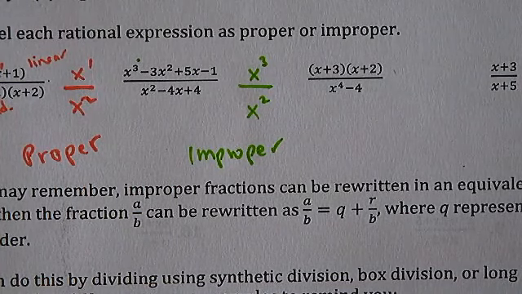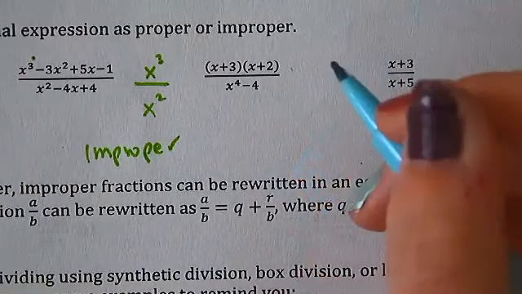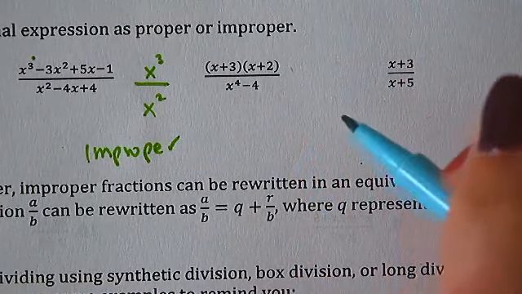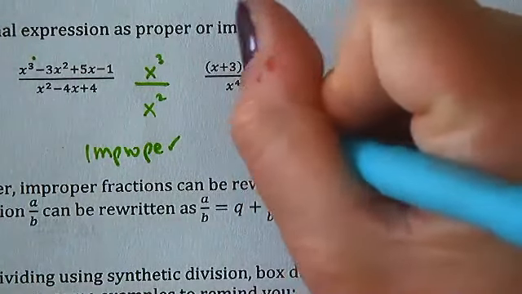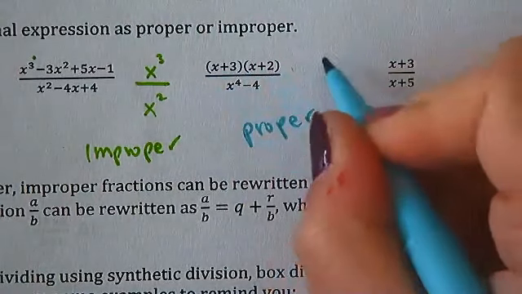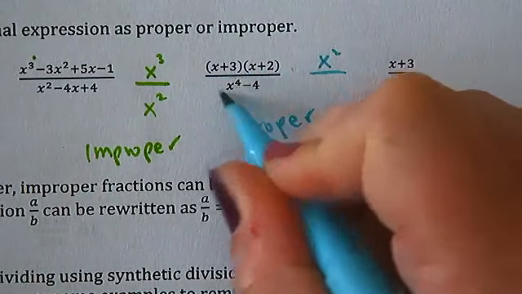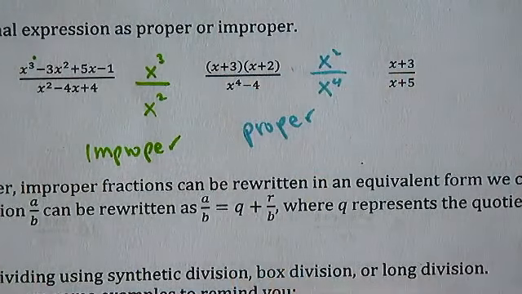Let's see if you guys can guess what the third one is. So do you think that this is proper or improper? If you got it right, it is proper because this is a quadratic divided by a quartic. So it's smaller on top, so it's proper.